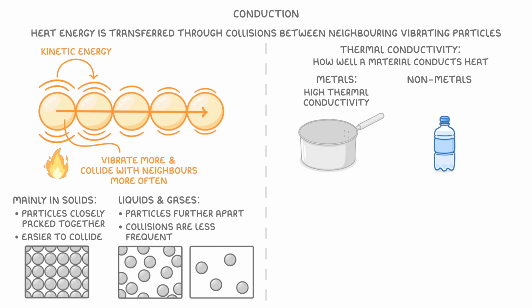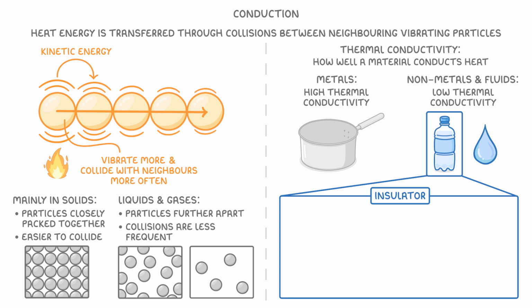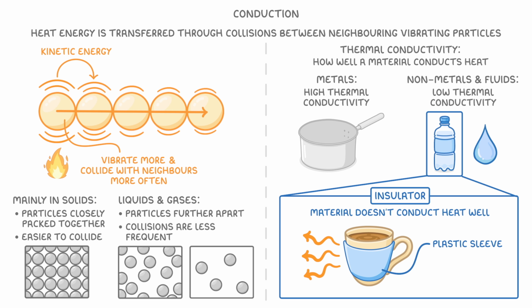However, non-metals, like wood or plastic, and fluids, like air or water, have lower thermal conductivity, meaning they transfer heat more slowly. Materials like this are often referred to as insulators, which just means the material doesn't conduct heat very well. For example, the plastic sleeve on a mug is an insulator, which helps keep the heat from your hot drink from escaping too quickly, and also prevents you from burning your hand when you hold the mug.